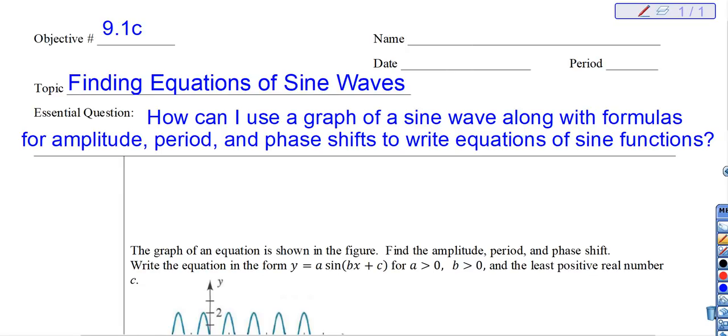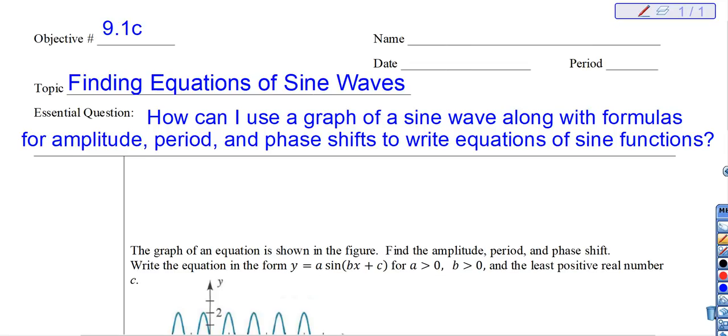Hi guys, today we're working on 9.1c, finding equations of sine waves. We're just furthering our study of understanding trigonometric functions, the graphs of trigonometric functions. Okay, so today we'll work backwards from the graph to the equation.